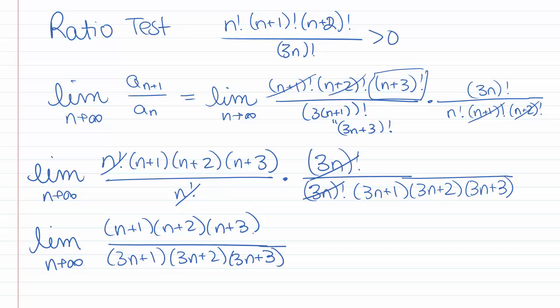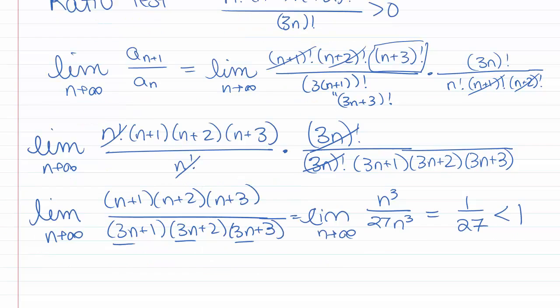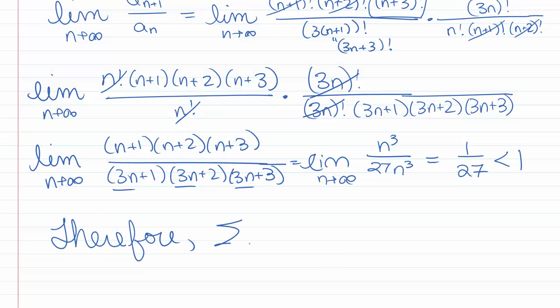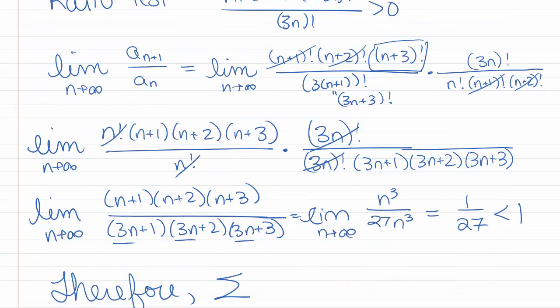And the largest term on the top is going to be n cubed. And on the bottom, the largest term is going to be 3n times 3n times 3n, so that's 27n cubed. So this limit is going to give us 1/27. 1/27 is less than 1. Therefore, the original series, n goes from 1 to infinity of n factorial times n plus 1 factorial times n plus 2 factorial over 3n factorial converges.